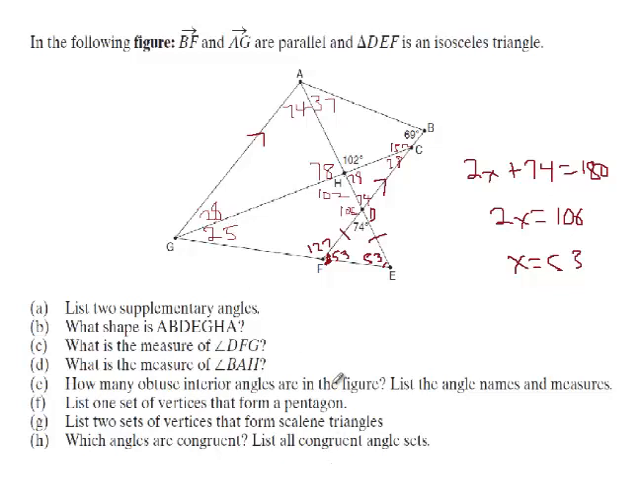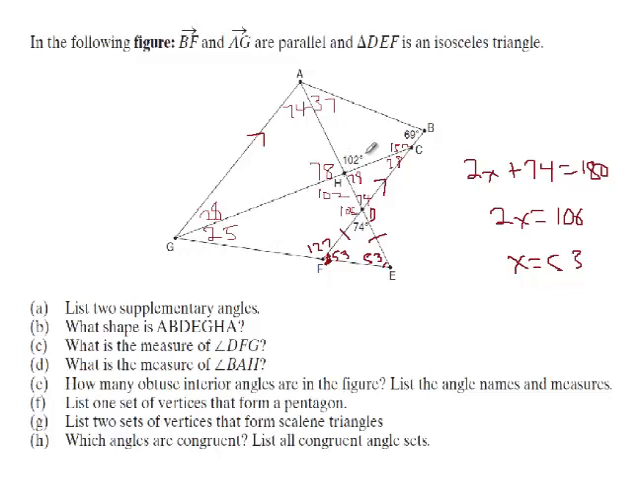Congratulations to us. Okay. How many obtuse interior angles are there? Obtuse means between 90 and 180. How many angles in this figure are between 90 and 180? 1, 2, 3, 4. So I see 4 obtuse angles here. And name them, well, this is DFG. This is FDH, or FDA, makes no difference.